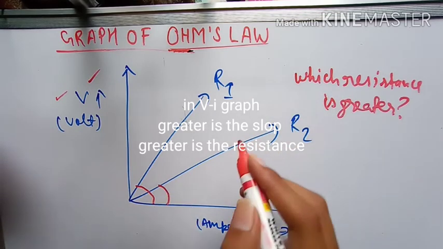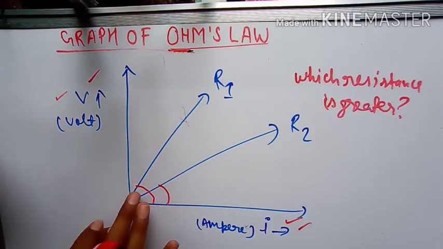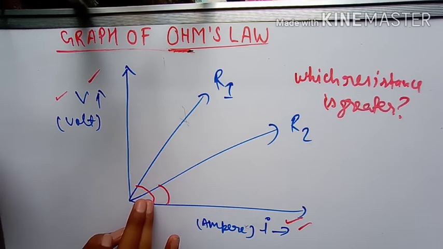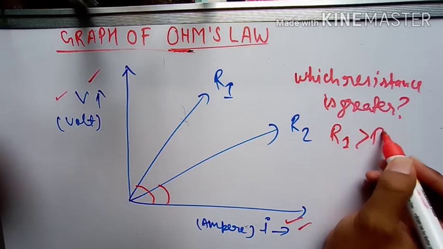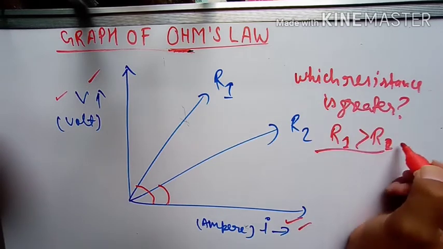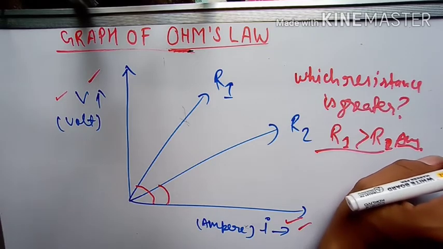Okay, so for this purpose, look, R1 has a greater slope, meaning a greater angle, and R2 has a lesser angle. So you can simply write it as R1 is greater than R2. This is the answer. Simple. Okay, let's move to the next example.